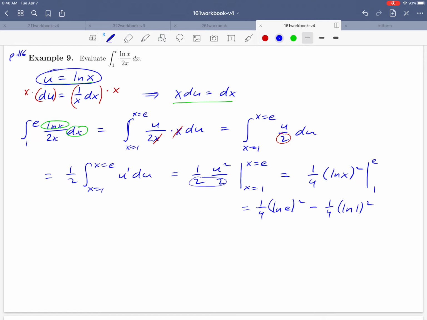Okay, and we just need to calculate our numbers to finish up here. So ln of e, anybody remember what that is? Okay, ln of e is actually equal to 1. You could ask your calculator if you don't remember that, and ln of 1 is actually 0. Okay, so when we do that, we are going to get, let's see, 1/4 times 1 squared. The second term is 1/4 times 0 squared. That's just going to be 0, so we get an answer here that looks like 1/4.